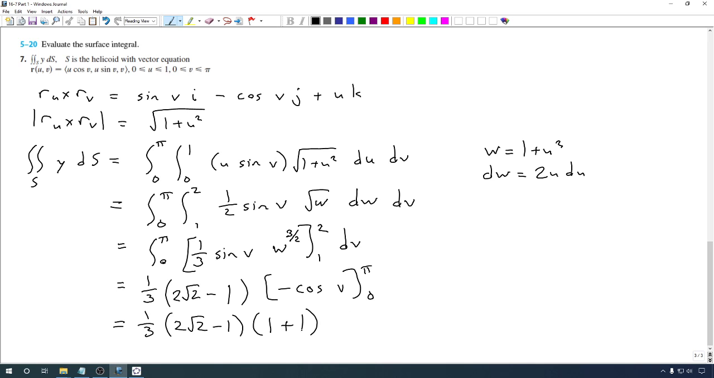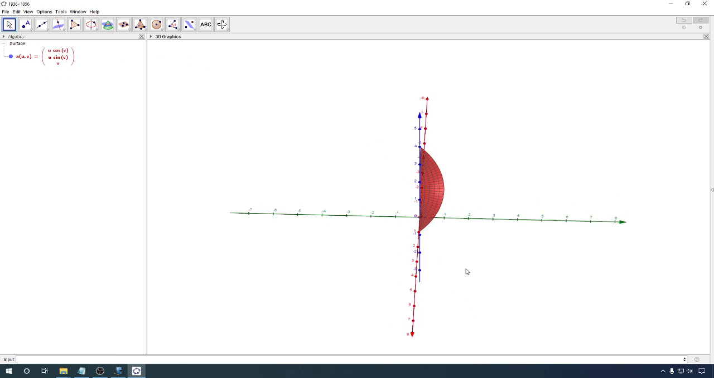So we end up getting to multiply by 2 for this integral here. Or in other words, what can we do? We can just write this as maybe 2/3 times the quantity 2 square root 2 minus 1. That's about as simple as you can actually write that one, I guess. But that is the integral of y over this particular surface.